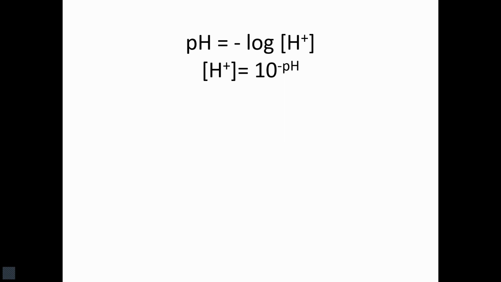The pH of a solution is the minus log of the proton concentration in a solution. You can also get to the proton concentration by taking 10 to the minus pH. So you should be able to interconvert between pH and the hydrogen ion concentration in a solution.